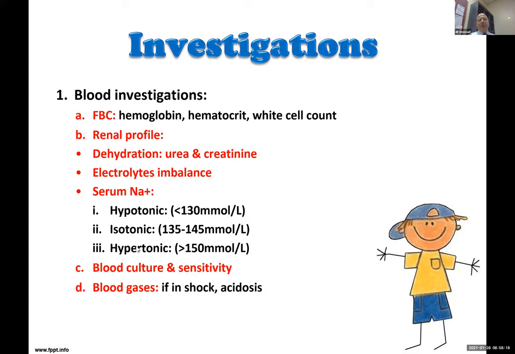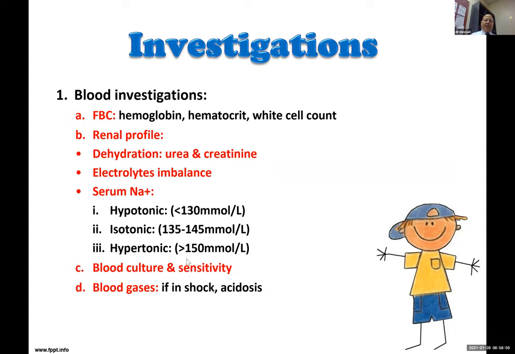If it is hypertonic, take care, you are not allowed to correct the increased sodium in the blood rapidly because it can cause brain lysis. The other one is the potassium. Potassium is very important as a guide. If it is very low, it can cause paralytic ileus, and the child has a distended abdomen, is resistant to vomiting and cannot tolerate feeds. So the potassium is also very important.